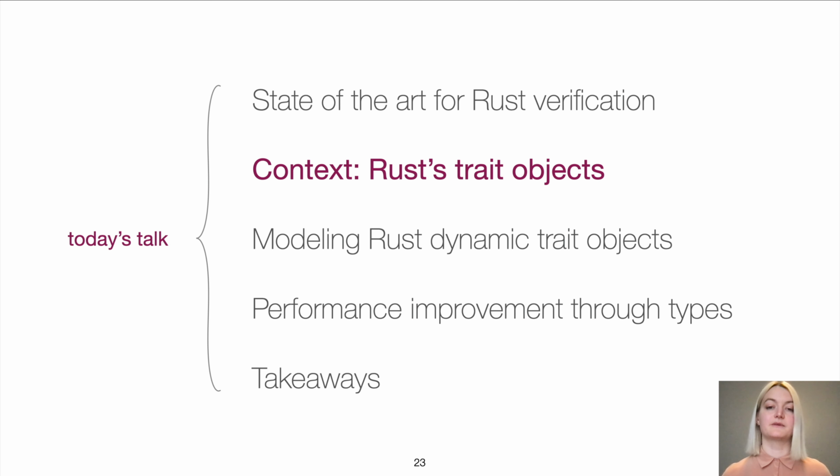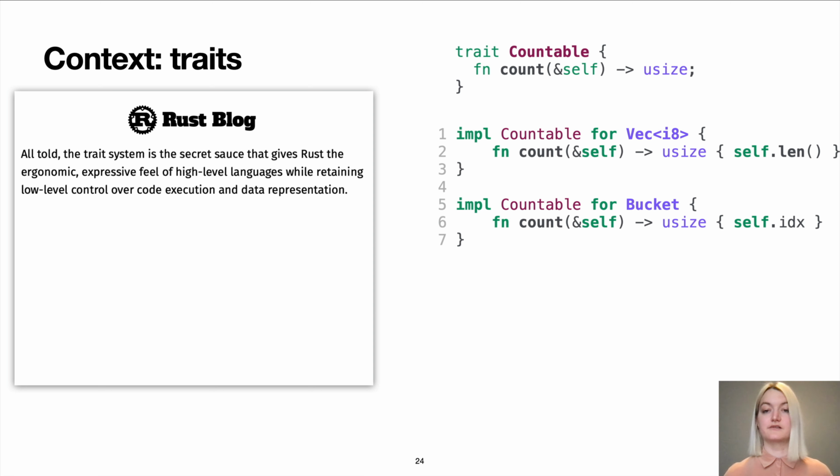So let's get some context behind how Rust implements trait objects. And to do that, we'll start with traits in general. So quoting from the Rust blog, the trait system is the secret sauce that gives Rust the ergonomic and expressive feel of a high-level language while retaining low-level control.